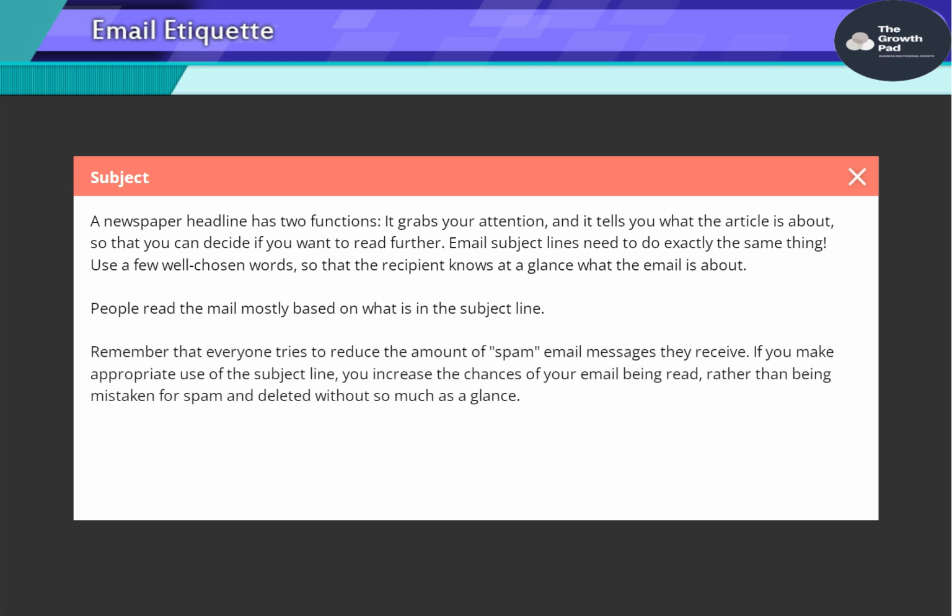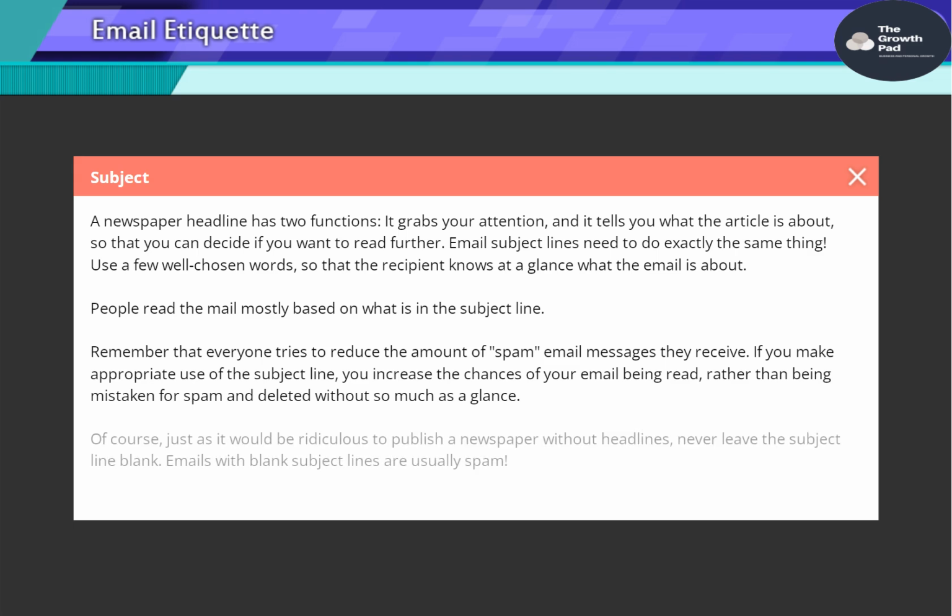Remember that everyone tries to reduce the amount of spam email messages they receive. If you make appropriate use of the subject line, you increase the chances of your email being read, rather than being mistaken for spam and deleted without so much as a glance. Of course, just as it would be ridiculous to publish a newspaper without headlines, never leave the subject line blank. Emails with blank subject lines are usually spam. Remember, an effective subject line should not have more than 7 words.